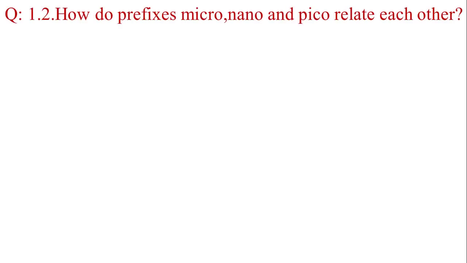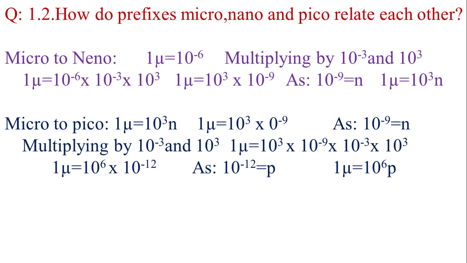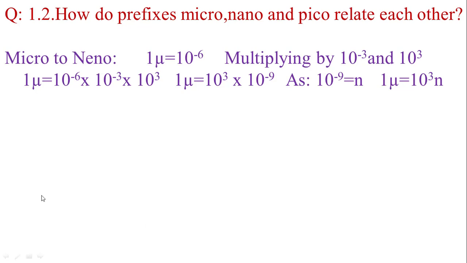In question number 2, how do prefixes micro, nano and pico relate to each other? So we can solve the relationship between them. First of all, micro to nano. We know that 1 micro is equal to 10 raised to power minus 6. Here we can multiply by 10 raised to power minus 3 and 10 raised to power plus 3. So we can write that 1 micro is equal to 10 raised to power minus 3 multiplied by 10 raised to power 3 multiplied by 10 raised to power minus 6.